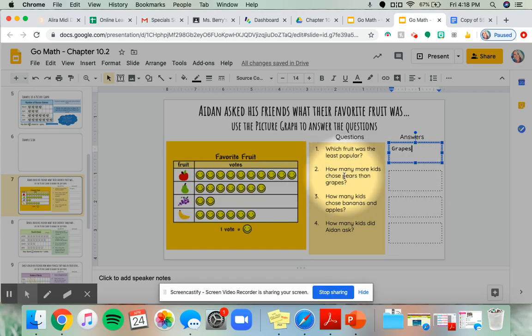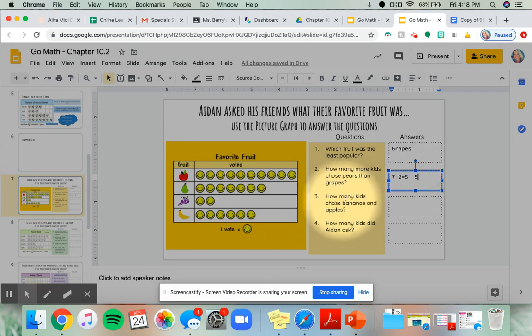Number 2, how many more kids chose pears than grapes? In this question, I'm comparing 2 different fruits, so I'm going to have to subtract. My first one is pears, 1, 2, 3, 4, 5, 6, 7. And I'm subtracting that from grapes, which is 2. 7 minus 2 equals 5. If you don't know the subtraction or equal sign button, you can just write the number 5, that's fine.